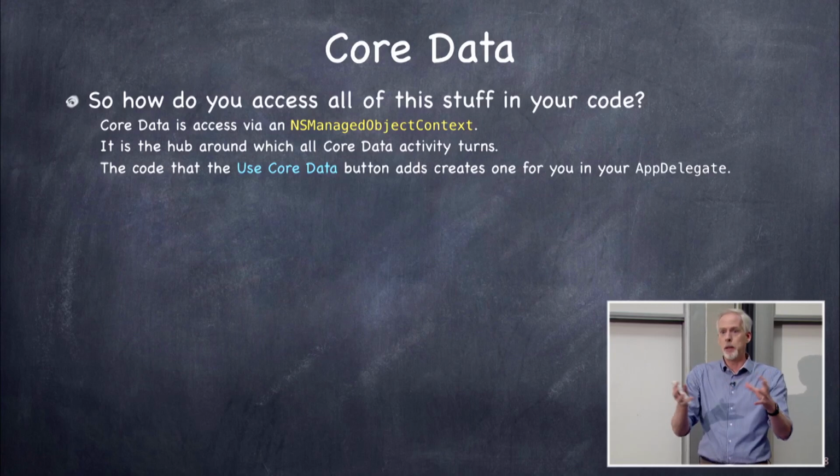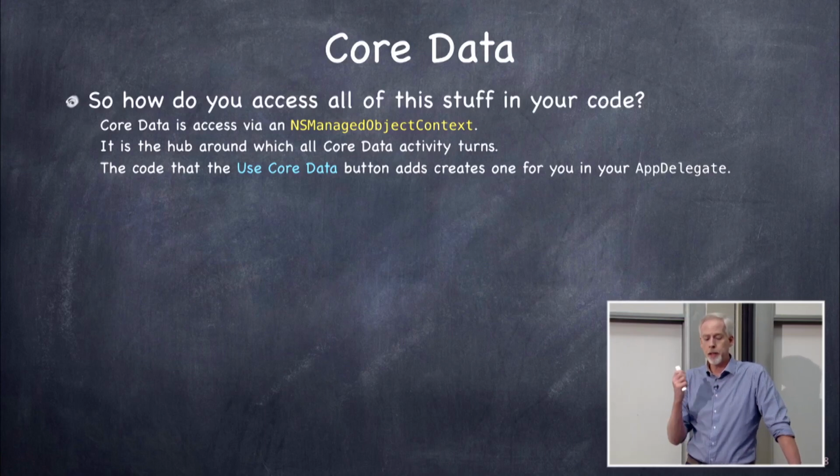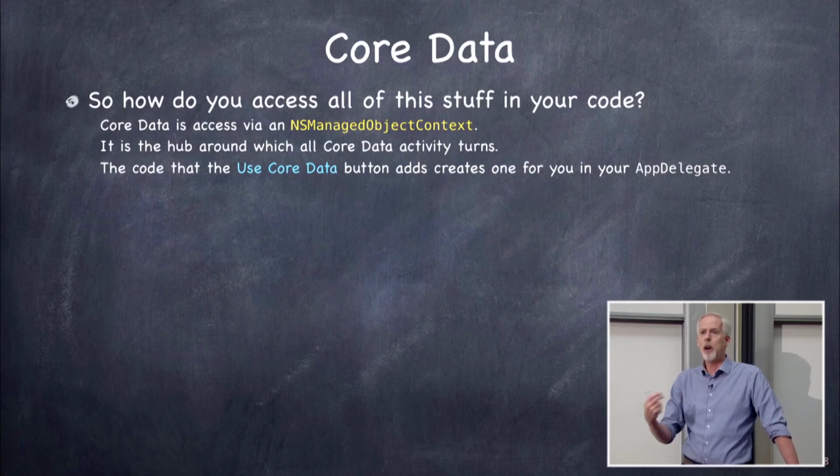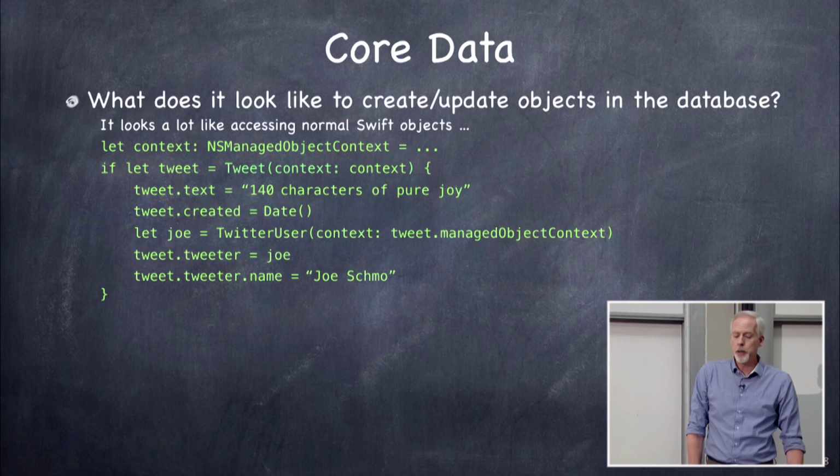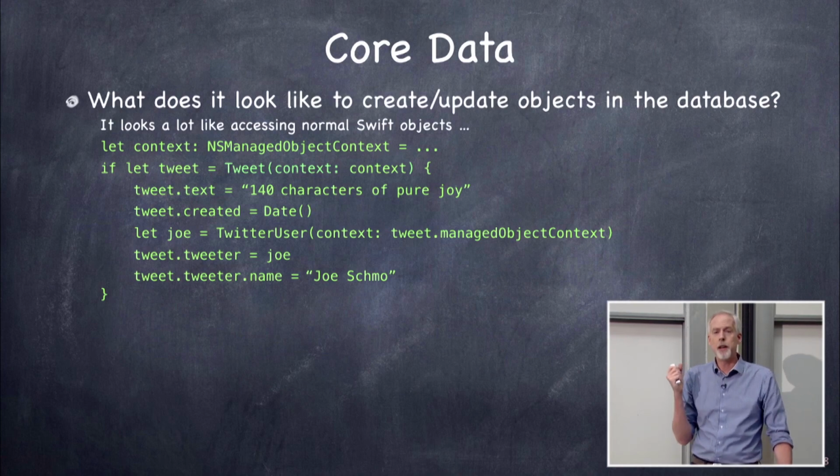It could be a huge document because this database can be big. But those are the 2 ways to get a context. Once you have a context in your hand, now you can start doing all this access in the database looking like an object. And here's what this looks like. So here, for example, I'm creating a tweet, and the only argument to the initializer there is the context, which is basically the database to put it in.